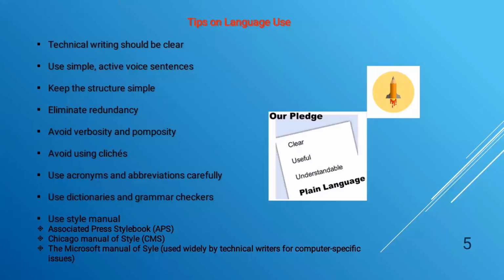The next tip says that we should use simple active voice sentences. Active voice clearly shows the subject in the sentence. It is the standard for technical writing, any kind of technical writing. Suppose we write, the report was submitted by them. This is in passive voice. Now active voice, see how it makes it more clear. They submitted the report.